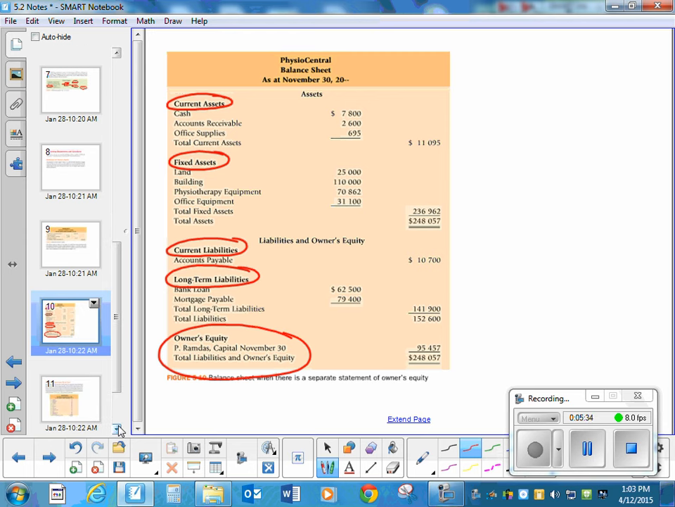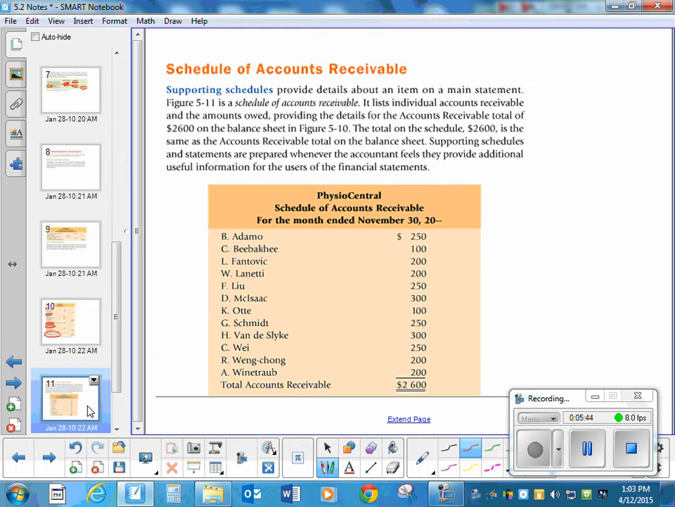And you see how now they know exactly what their assets are, how many are current, how many are fixed, and same with their liabilities. So it provides just a little more detail. Here is a schedule of accounts receivable. This is really important for a business to know exactly who owes them money. So what they do is they make their own statement or schedule. And it basically is just a list of all their customers who owe them money.